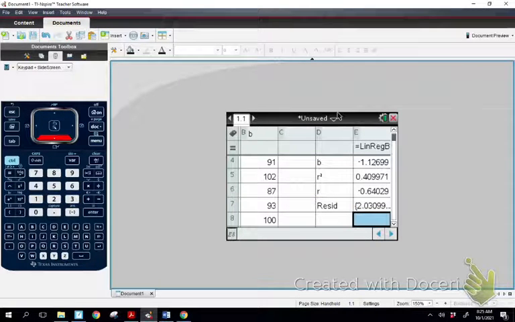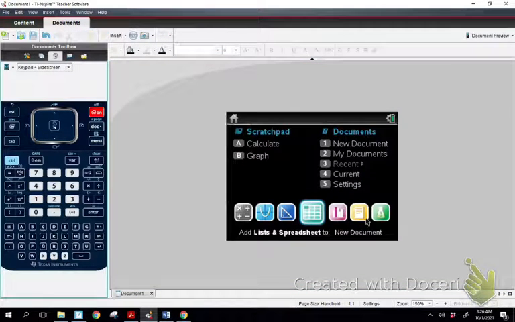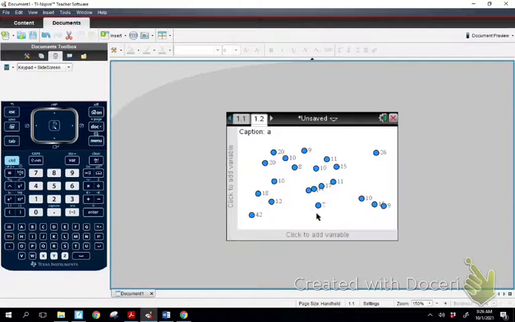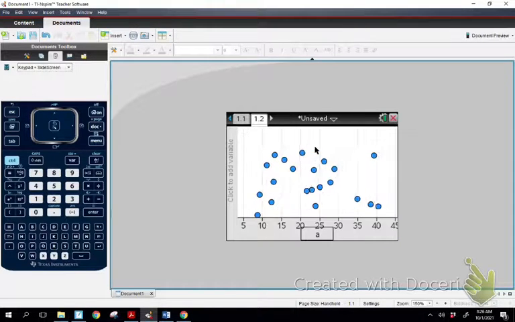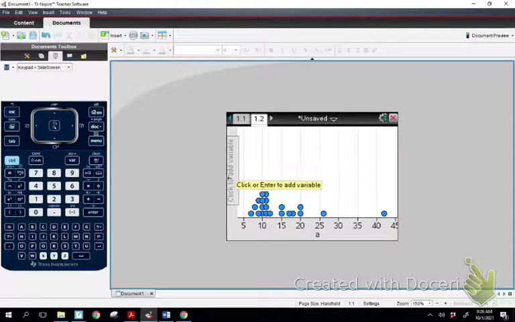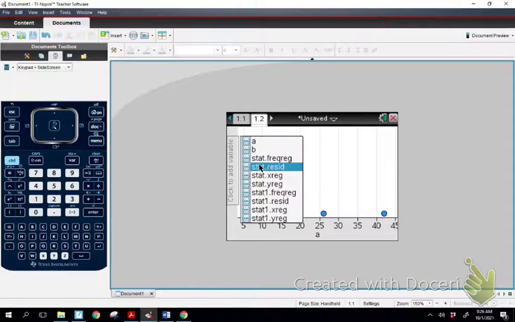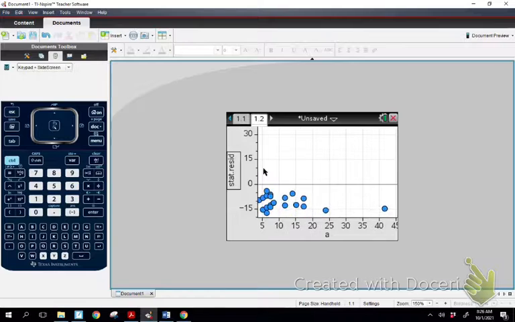So go to your home screen. This is after you've pressed linear regression and you've run these stats, because it stores these residuals in a list. So go to your home screen, click the graph to the right of the spreadsheet. We want to click the X variable for our X-axis. That's easy to remember. No change there. And instead of the Y, I want to click on the residuals. And we have a residual plot.